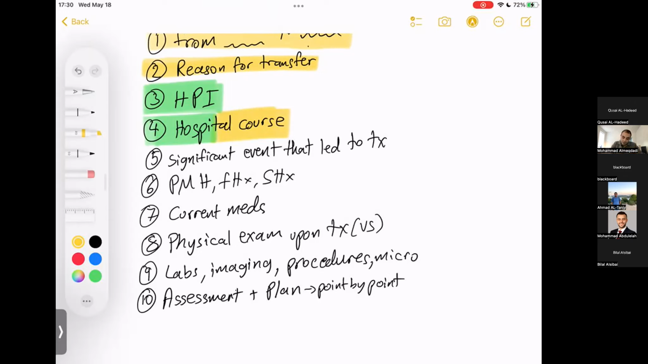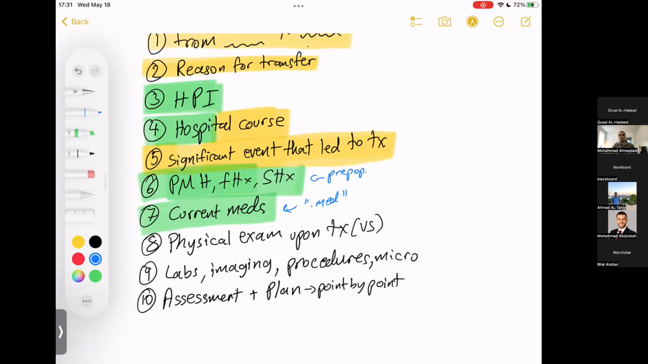This significant event that leads to the transfer, this is all you. You have to come up with why the patient is being transferred. What was that significant event? Okay. Then you got family history, surgical history, current medications. These are very easy. In fact, if you're using Epic, for example, these are pre-populated. You can just pre-populate these. These will be something like dot medications or something. It's like a phrase. You dot something, it pulls up things. Okay.